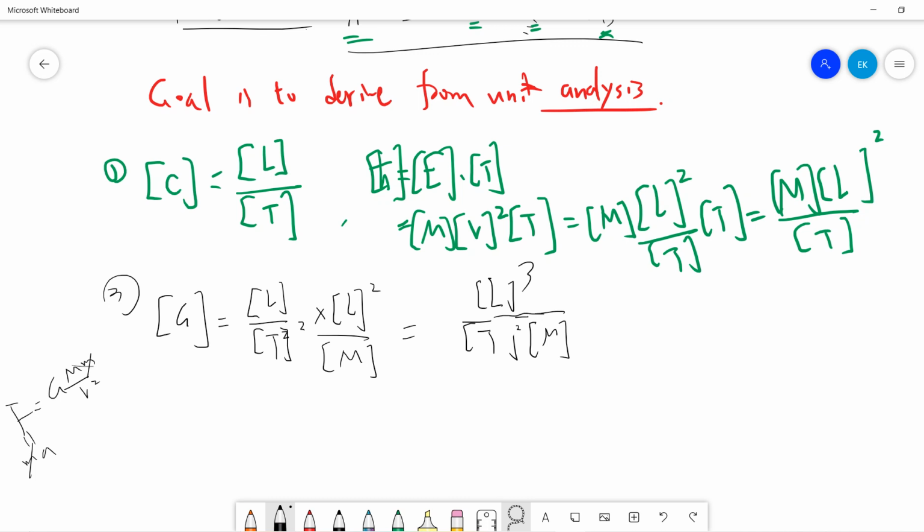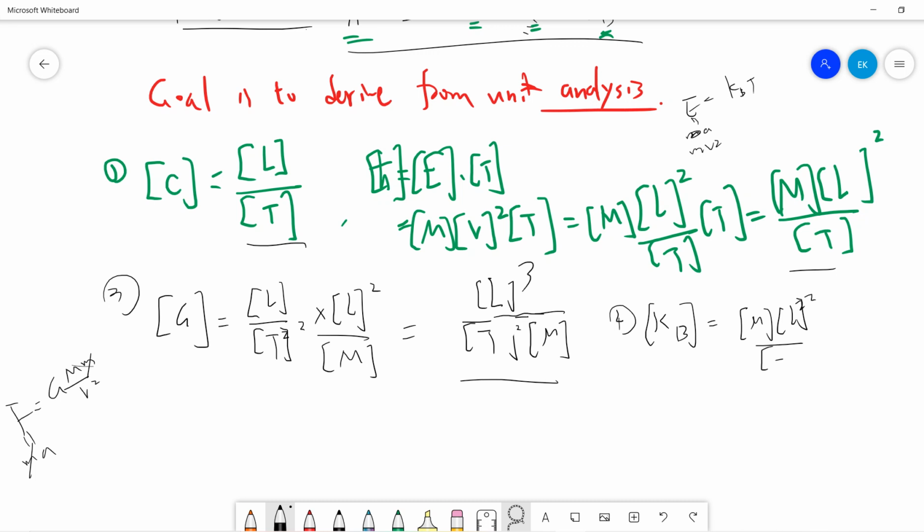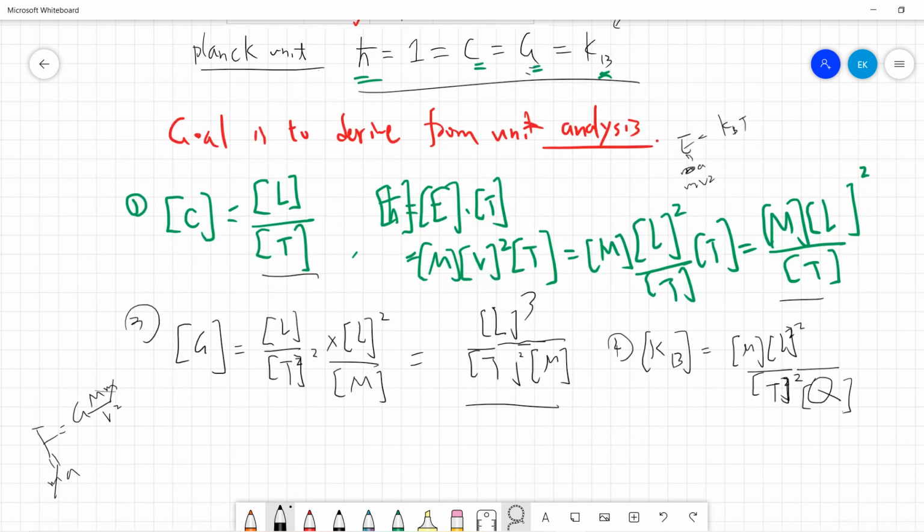Now we have three units, the first one, the second one, and then the fourth, which is the kB unit. Also a quick derivation: one energy will be kB times T, and this is just m a, also m v squared. So it's the same. It's basically m L squared divided by t squared, divided by Q, where Q is the temperature.